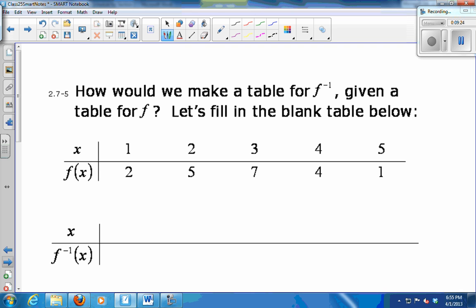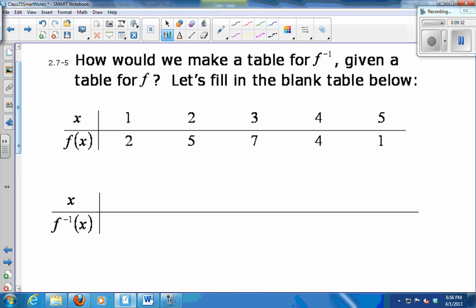All right, so if I want to make a little table of values for f inverse, given a table for f, let's see what I can do. Okay, so let's keep the idea of round trip in your head. When I compose these two, I get a round trip. So if I plug 1 into the f machine, I get 2. So if I put 2 into the f inverse machine, what should I get? 1, because you get a round trip.